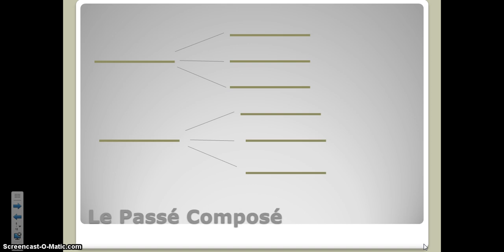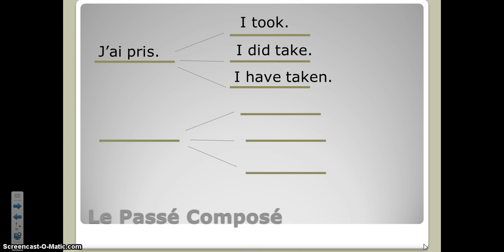So when we're looking at the passé composé, those are all the various structures that you're going to see. But what we want to call attention to is what exactly are we saying with the passé composé? Because there's a variety of past tenses in French and in English. So when we say j'ai pris, what exactly are we expressing? We are expressing I took, I did take, and I have taken.